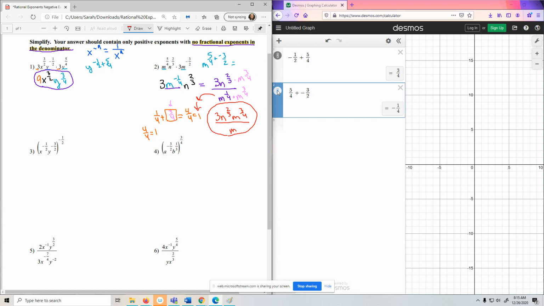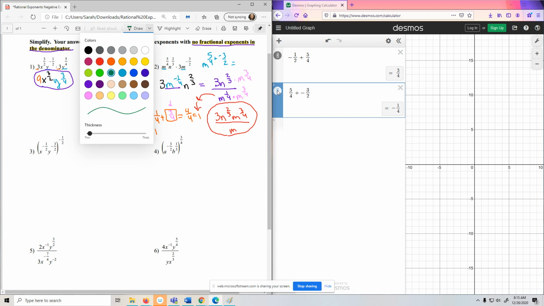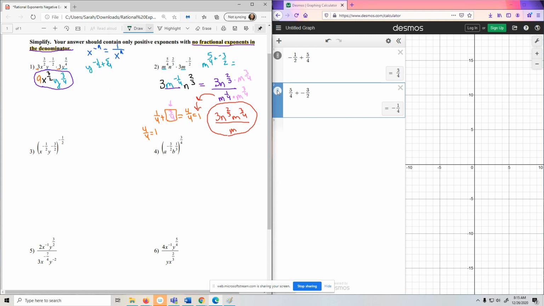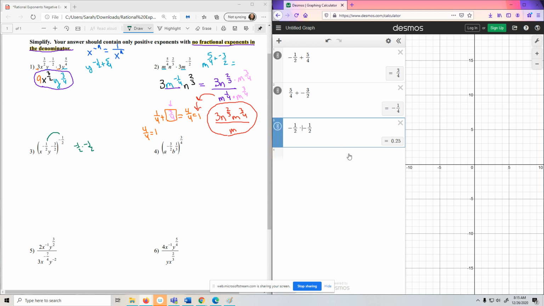For 3 and 4, we're back to our power of a power rule. Remember that when you see inside exponents and outside exponents, you multiply them together. So we need to do negative 1/2 times negative 1/2. You can use Desmos for that. We get 0.25, which is the same as 1/4. So for x, I get positive 1/4.